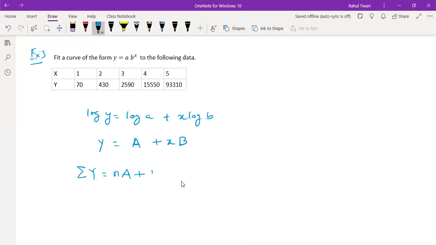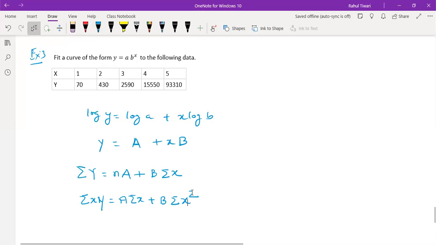Plus b times summation of x, and similarly here also x into capital Y, and a. So it is going to be simply a times summation of your x plus b times summation of your x square.